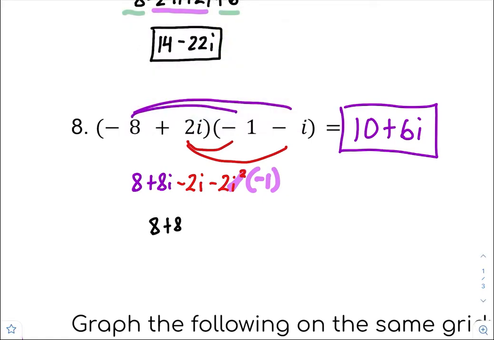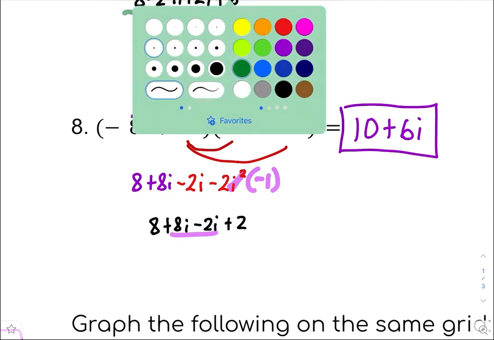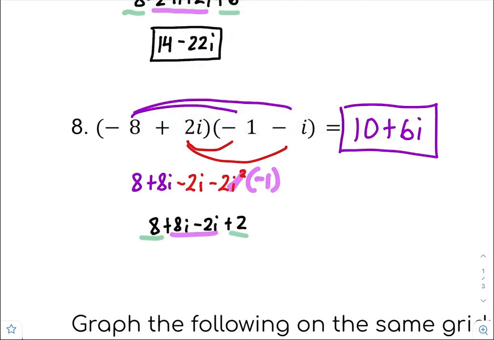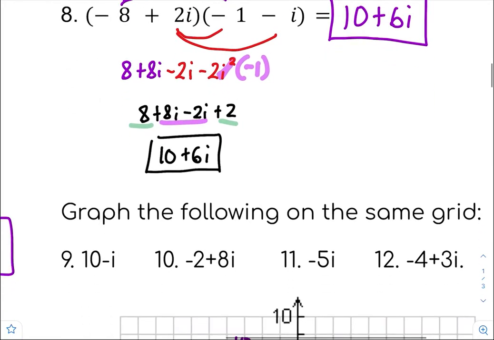8 plus 8i minus 2i. A negative 2 times negative 1 is a positive 2. Combine the imaginaries, combine the reals. 8 plus 2 is 10. 8i minus 2i is 6i. Okay, there's your guys' multiplication.